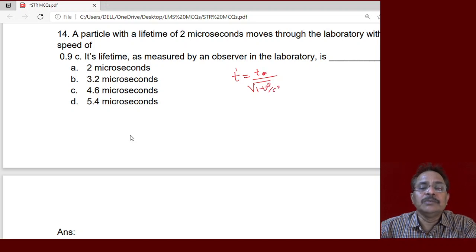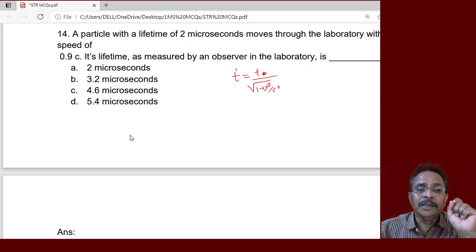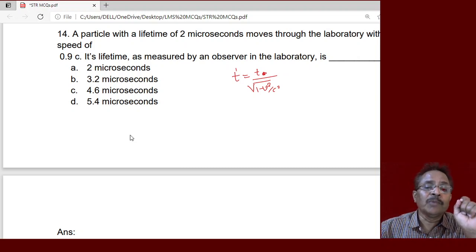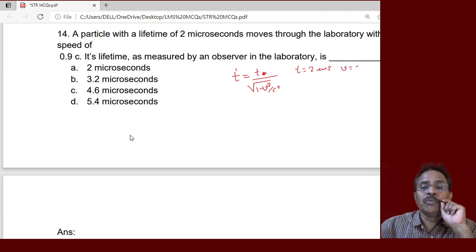Here t0 is the lifetime of that particular particle measured in the rest frame, and t prime is the lifetime of that particle measured in the moving frame of reference. So in this case the velocity v is given to be 0.9 c, and the time t0 is given to be 2 microseconds. Now use these numbers.